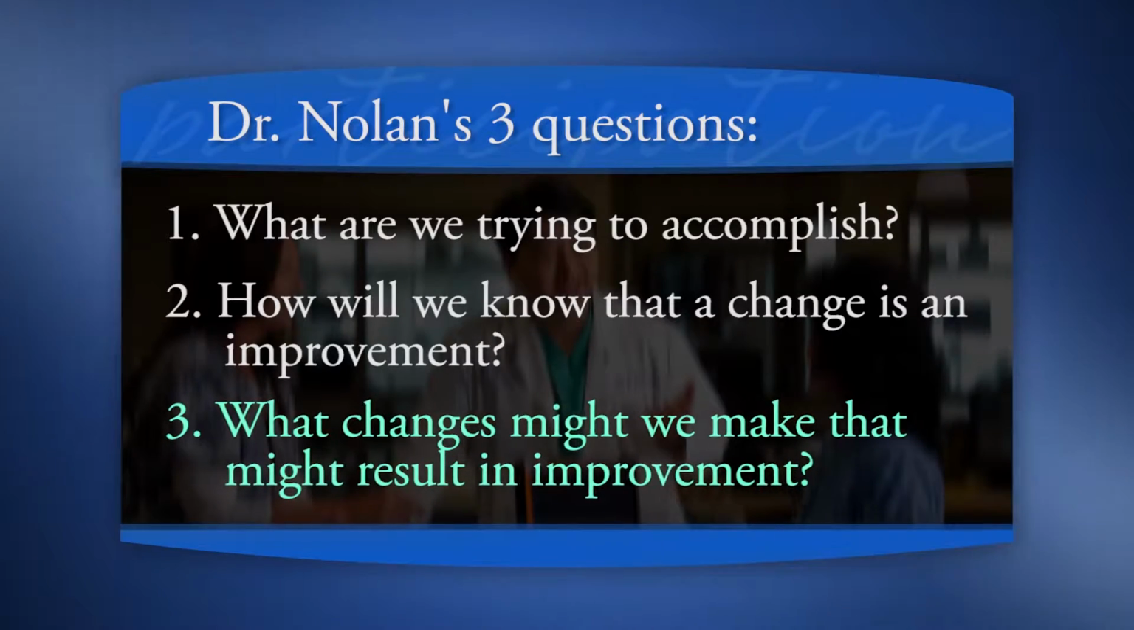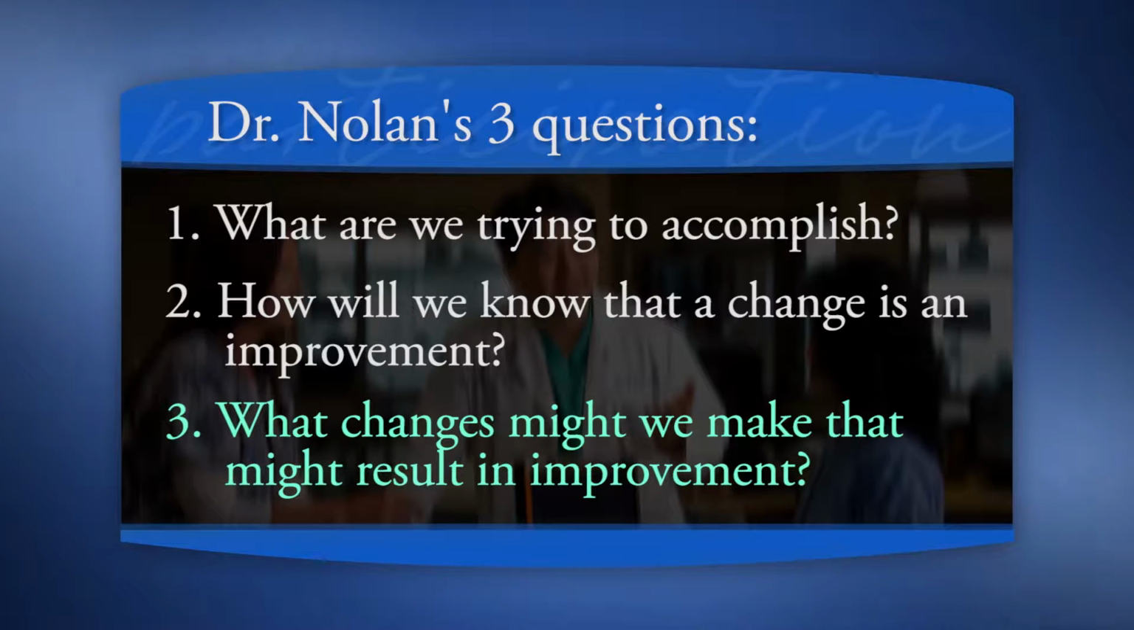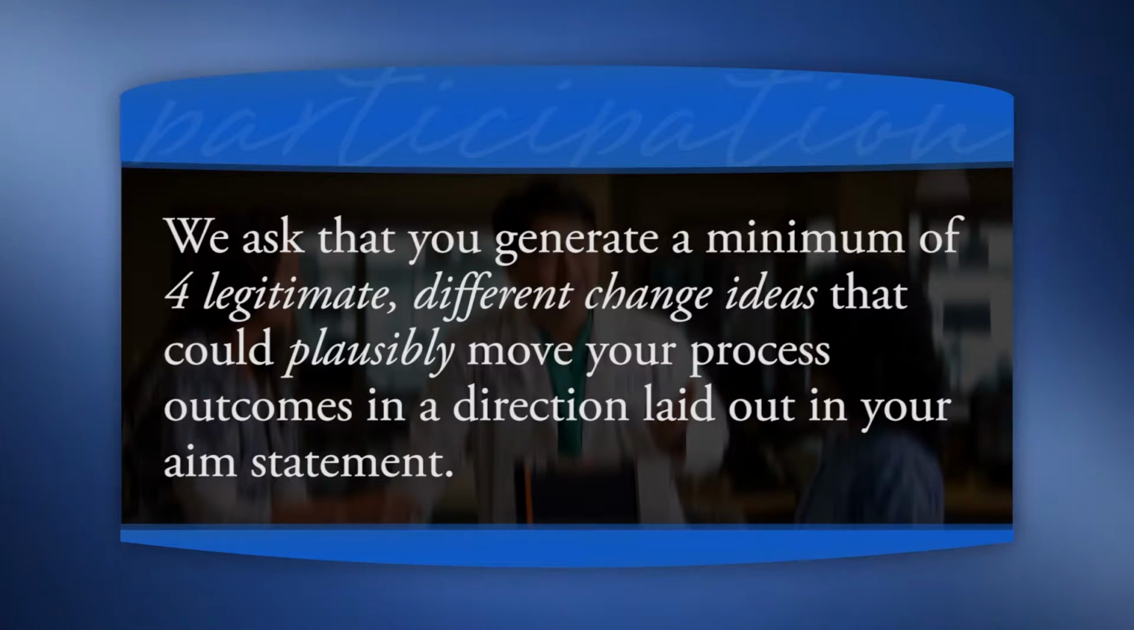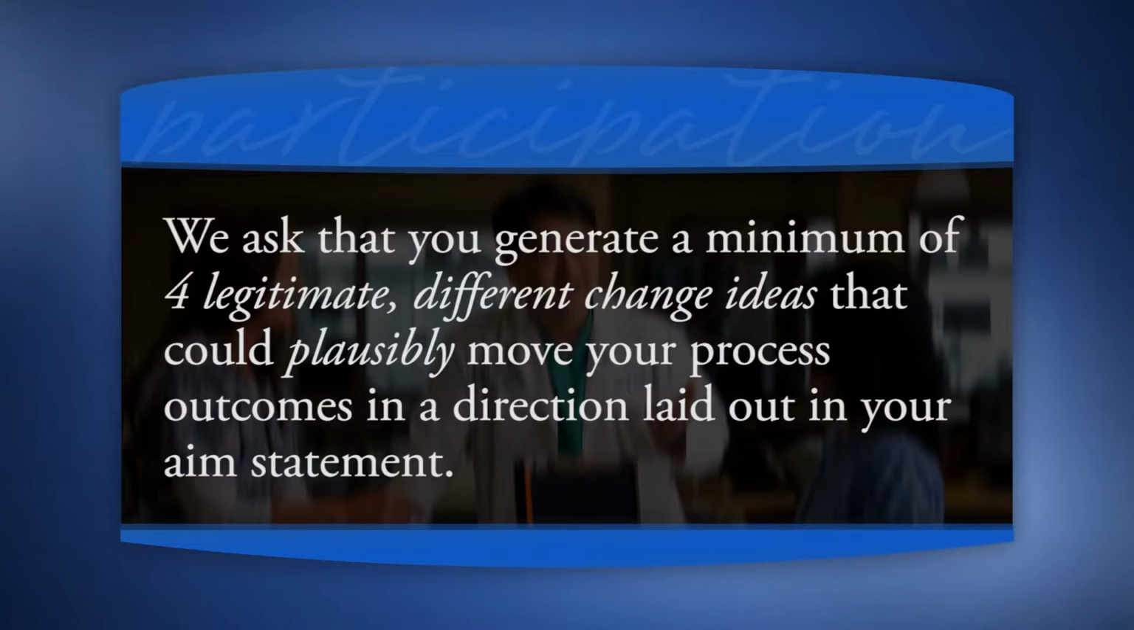The third question is a bit more complicated than it looks. Those complexities will be the topic of a later module in the extended course. At this point, though, it takes the form of a simple rule. We ask that you generate a minimum of 4 legitimate different change ideas that could plausibly move your process outcomes in the direction laid out in your aim statement.